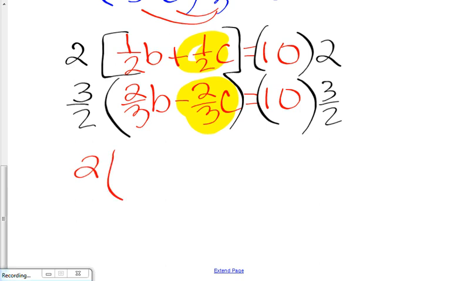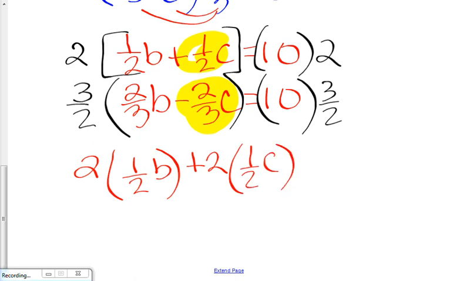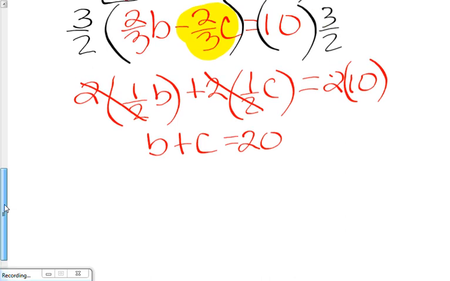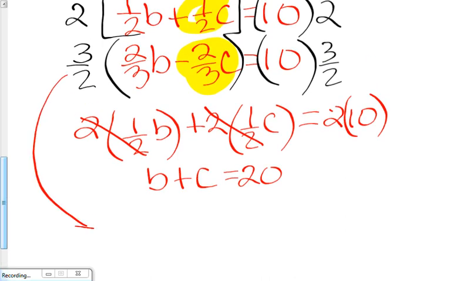This is going to be 2 times 1/2 b plus 2 times 1/2 c equals 2 times 10. Okay? That ends up canceling out. We've got b. This cancels out. We've got c. And 2 times 10 is 20. So there we are, right? Let's do the other one. I'm going to rewrite it. So this one's going to go down here.